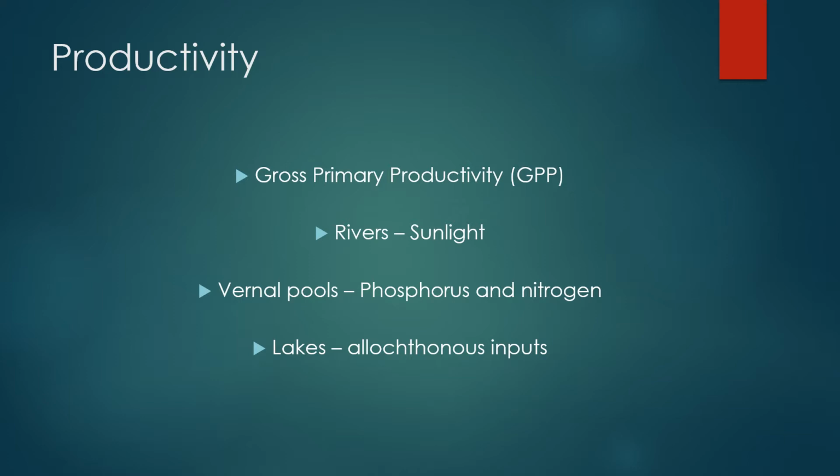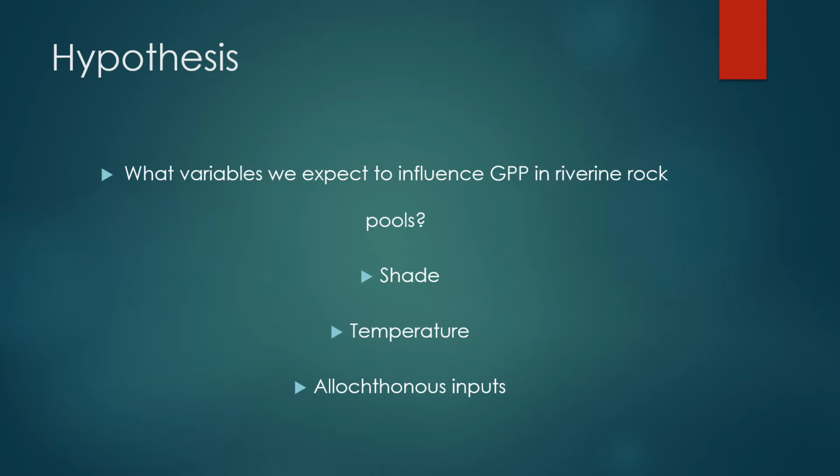What drives GPP varies throughout different aquatic systems. For example, the amount of sunlight is a main influencer of GPP in rivers. In vernal pools, we see phosphorus and nitrogen driving GPP. In lakes, we have seen some suggestions of allogenous inputs, or external sources of carbon such as sticks, leaves, and seeds influencing GPP. With rock pools being influenced by rivers and having characteristics of very small lakes or vernal pools, we hypothesize that shading, temperature, and allogenous inputs are the main drivers of GPP in riverine rock pools.